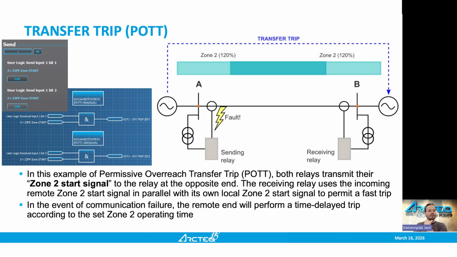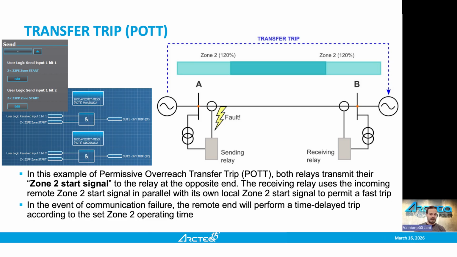Then about the transfer tripping. In our case, when I say transfer trip, I mean permissive overreach transfer trip. What it means is that if we have a fault here close to the beginning, at station A, the station A distance relay would see this close fault and the zone 1 would trip immediately.